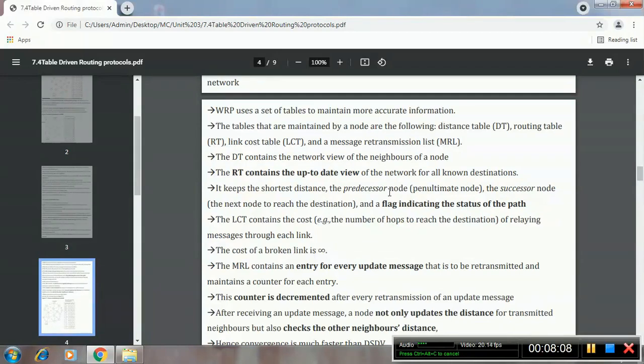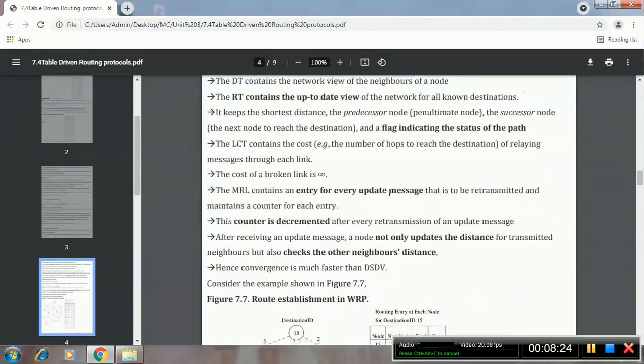If I have sent the same packet 3 times, then the counter equals 3. The counter will count the number of times we have retransmitted the same packet, for every update message entry. This counter is decremented after every retransmission of an update message. So after every update message, the counter value is going to be decremented.